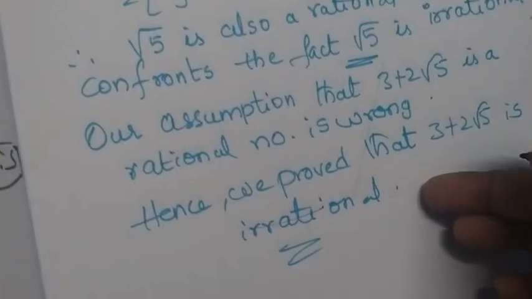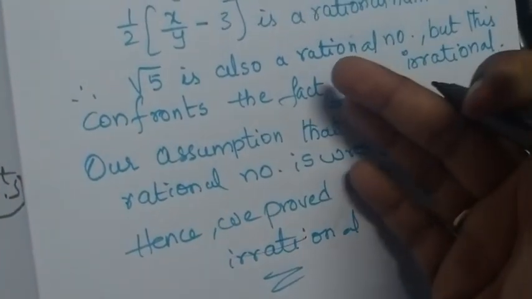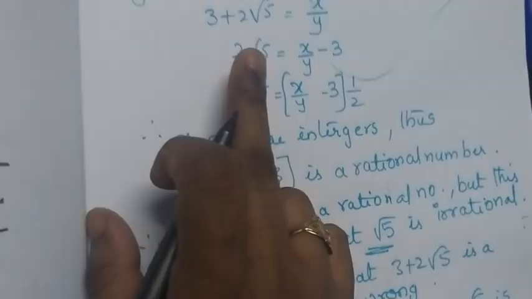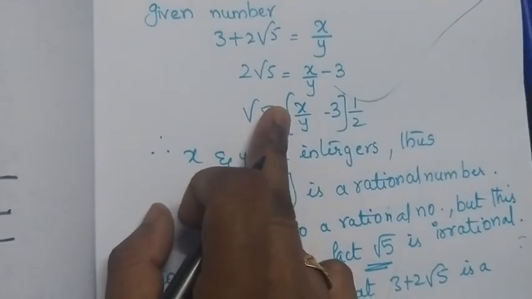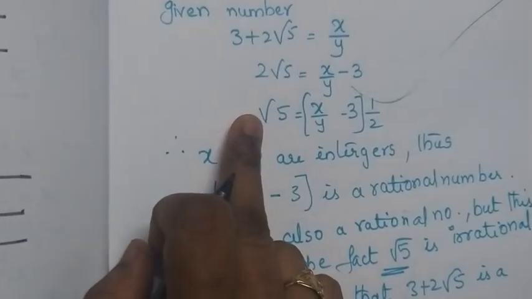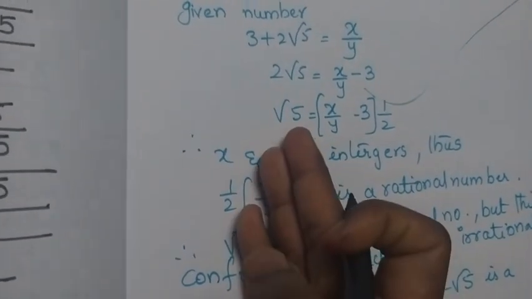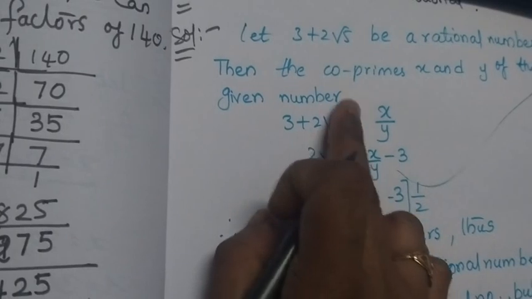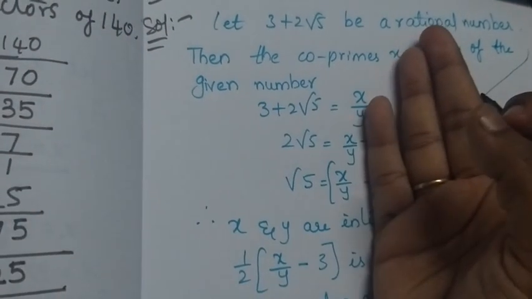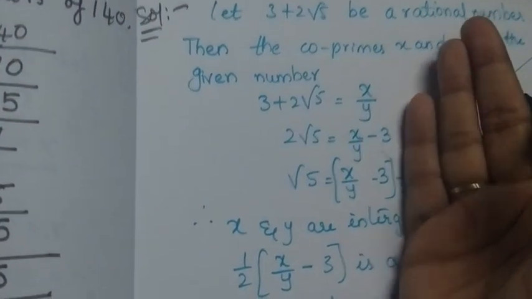We have to take that it is a rational number, and we have to prove step by step that this is irrational, this is rational, and this becomes also rational. But root 5 is the irrational number. If root 5 is irrational, this becomes irrational. So our assumption is wrong. Like this we have to prove this question.